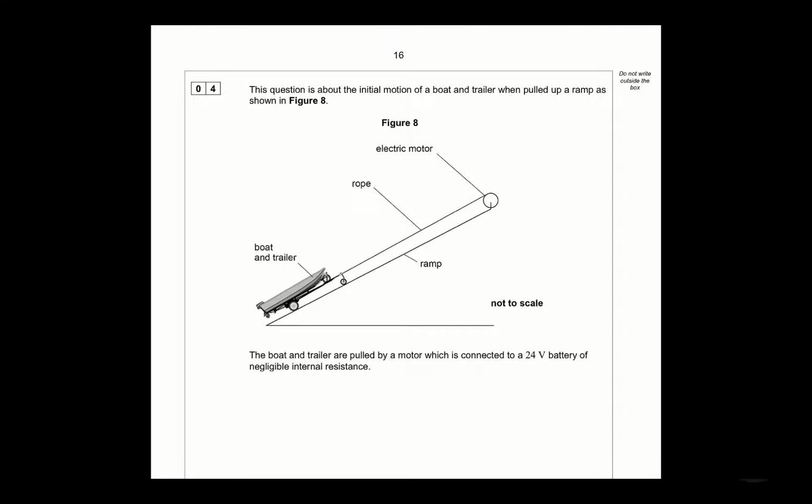This is question 4 from the 2019 AQA AS paper 2. Pretty sure this is the last long answer question on this test. It's multiple choice after this. So this question is about the initial motion of a boat and trailer when pulled up the ramp as shown in figure 8. The boat and trailer are pulled by a motor which is connected to a 24-volt battery with negligible internal resistance.